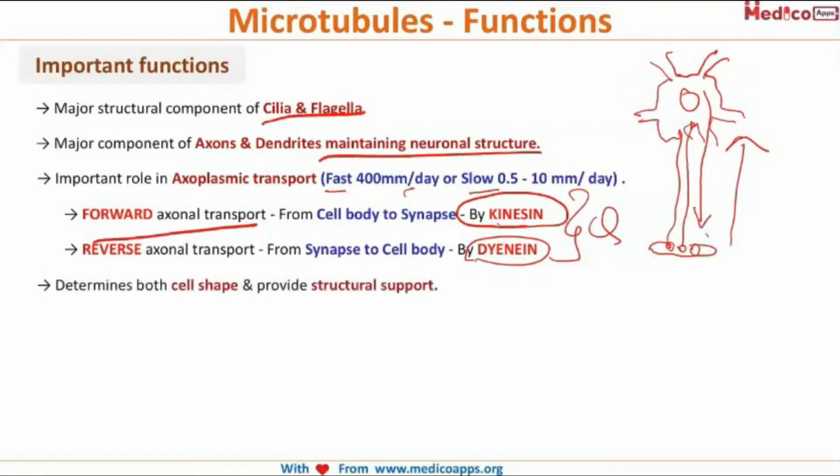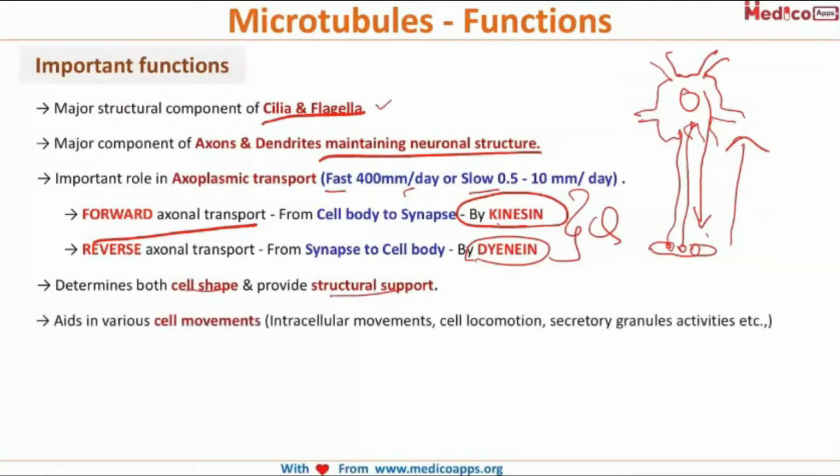Another function is that it determines the shape of the cell and also gives structural support. And because it is present in flagella and cilia, you can understand that it helps in various types of cellular movements, such as intracellular movements, cell locomotion, and secretory granule activities. We'll look at them in detail.